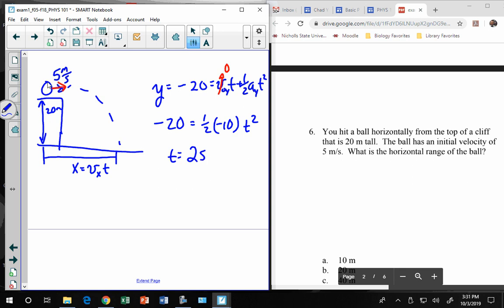And then the x range is vx times t, which is, what's vx? 5 meters per second, 2 seconds, so 10 meters. So there will be a problem like that for projectile motion.